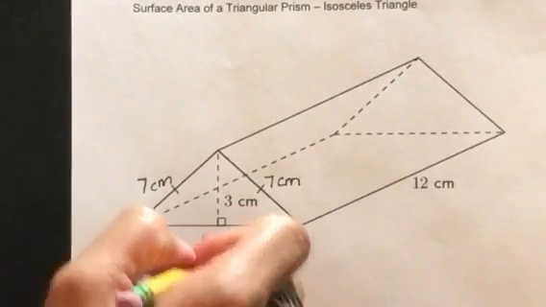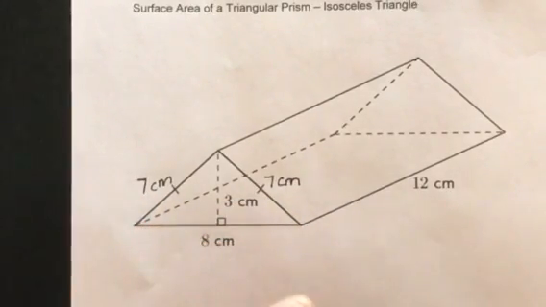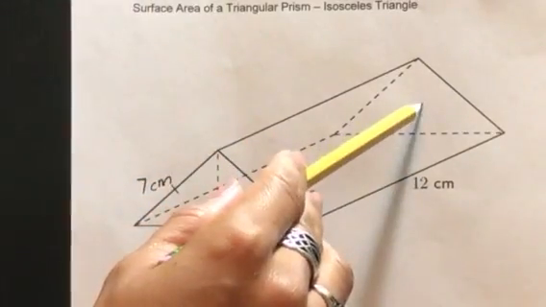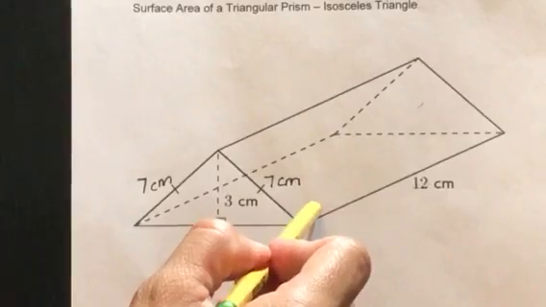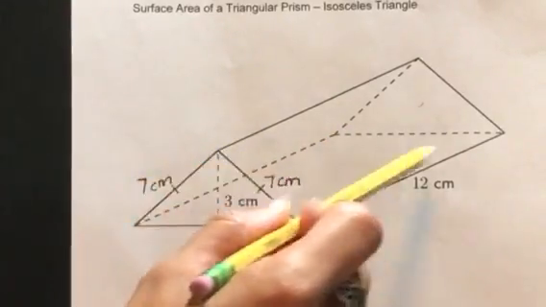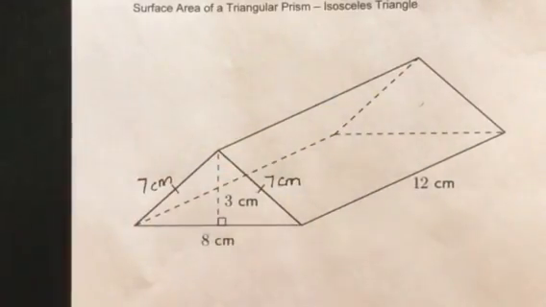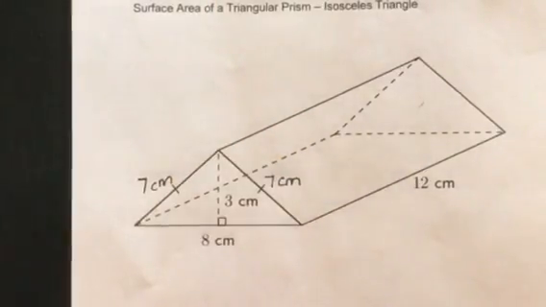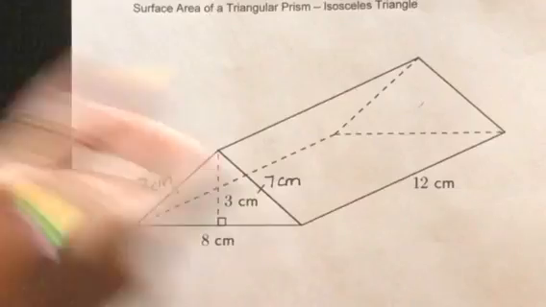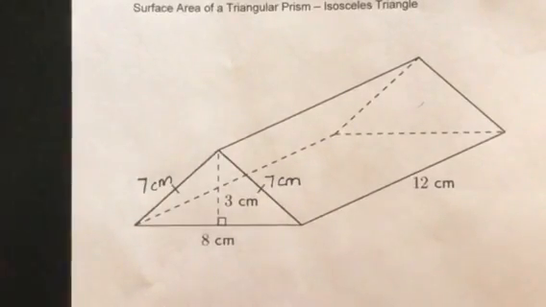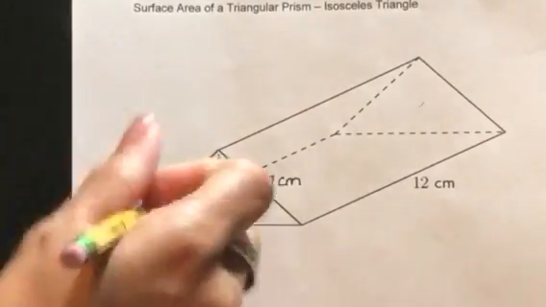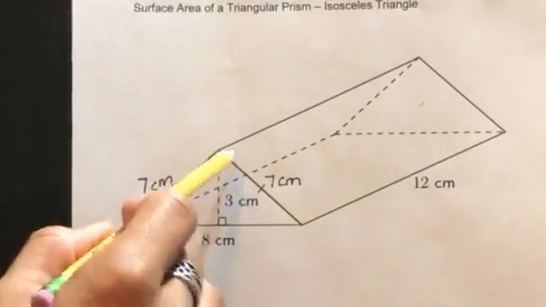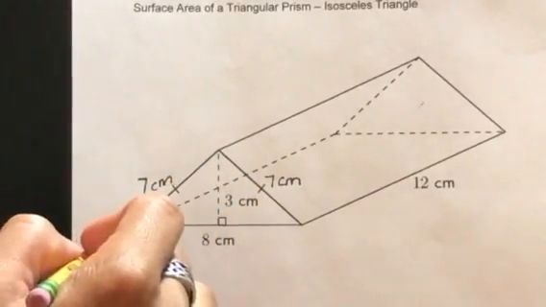If we look at this triangular prism, we can see that it has 1, 2, 3, 4, and then this one looking at us would be 5. So we need to solve for 5 faces in order to figure out the surface area of this particular prism. So to do that, I'm going to first start with the isosceles triangle. So I'm going to first find the area of that triangle.